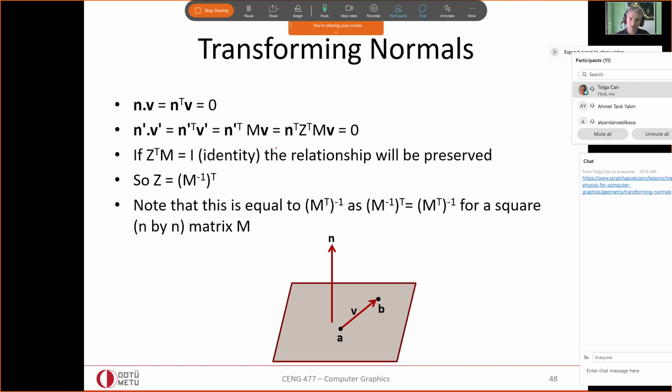In order to perform this computation nicely, what should this Z be? It turns out that you can find Z with respect to the original modeling viewing matrix. The derivation is here. If their dot product is 0, we can write the dot product in matrix multiplication.